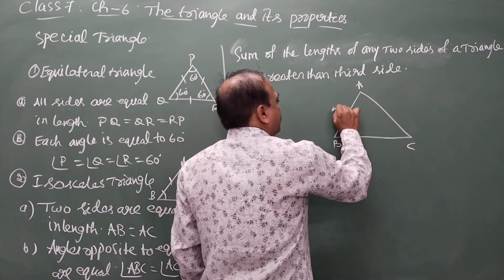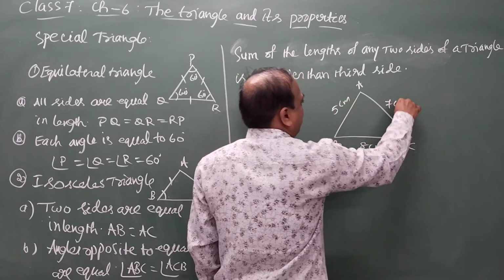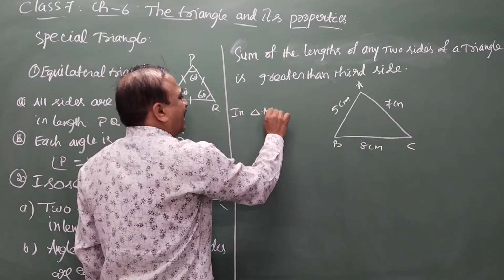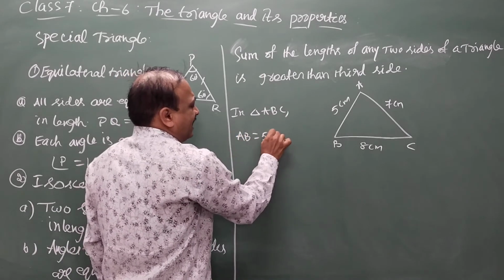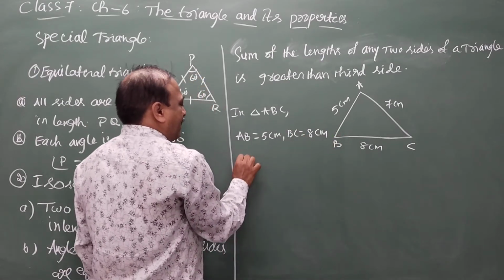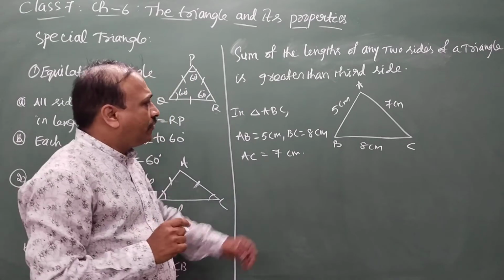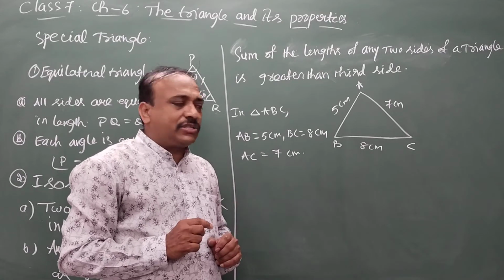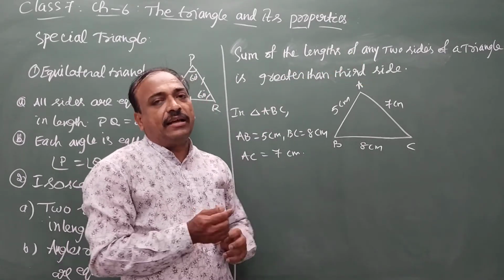just construct A, B, C. Suppose the lengths are 5 cm, 8 cm and 7 cm. So in triangle ABC, AB is equal to 5 cm, BC is equal to 8 cm, AC is equal to 7 cm. These are the sides of the triangle ABC. Now you have to verify that the sum of the lengths of any two sides of a triangle is greater than the third side.